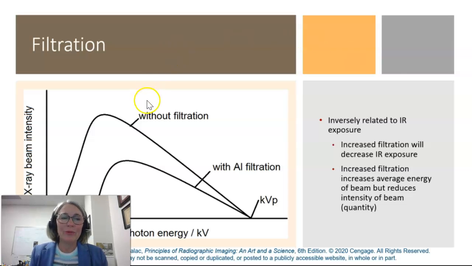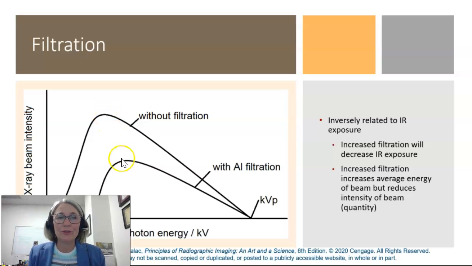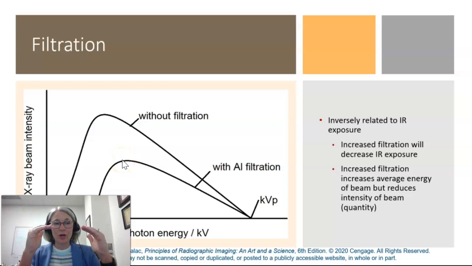So if we take a look and we have here, this is low filtration versus higher filtration. It is absorbing, that filtration, some of our quantity. So this is quantity here, and you can see that we shifted to the right. Okay, so without filtration, with filtration. So you can see that we have reduced our quantity and we made it a harder beam. So here's our peak right there versus our peak here.